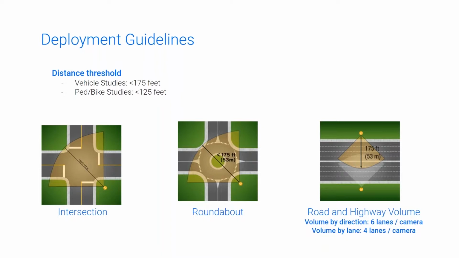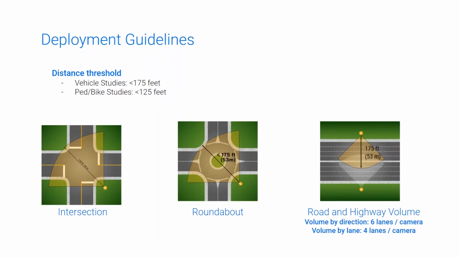Start by placing your Scout within 12 feet of the intersection. For vehicle studies, shown here on this slide, our intersection, roundabout, and highway counts, all movements should be within 175 feet of the camera. For road and highway studies, you can request lane data or movements by direction. When capturing the data, we recommend for lanes, we can do 4 lanes per camera. And when capturing volume by direction data, we can support up to 6 lanes.